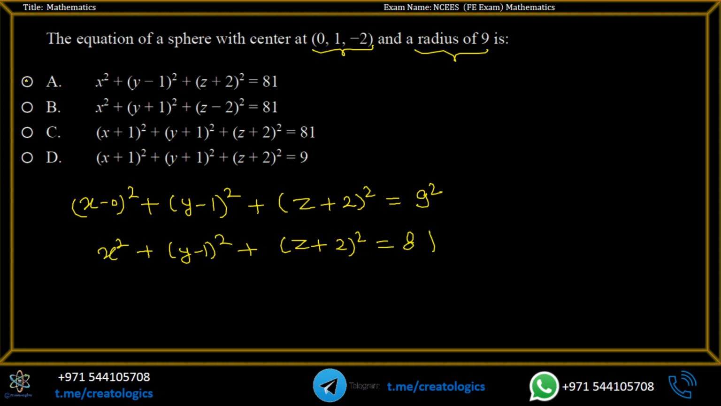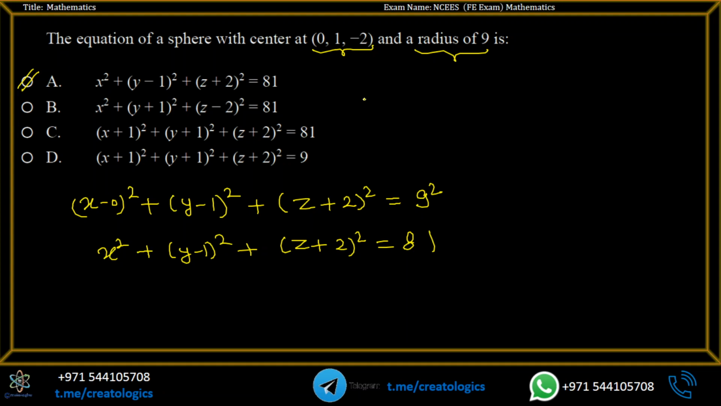Just check out your options. In one line you got the answer. Option A is the only correct one, right? So just by looking in the FE handbook you can solve this question, or also if you do remember the result, how to find the equation of a sphere with the given radius and center, it's very easy for you. In seconds you can give the answer.